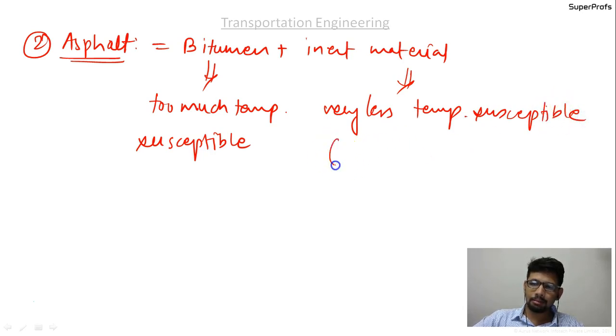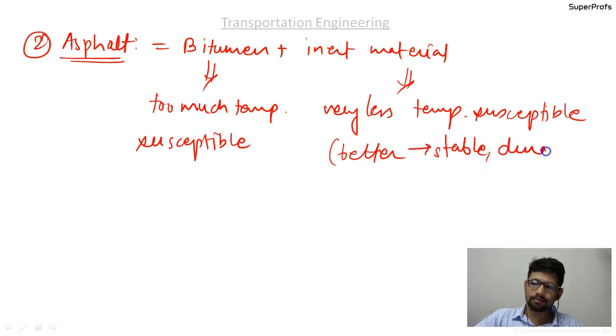So it is better for use since it is stable and it is durable. Okay. So as a whole, what we get is a stable material, that is asphalt. And nowadays almost all the roads are made up of asphalt. Okay, the market has got asphalt only, no pure bitumen.